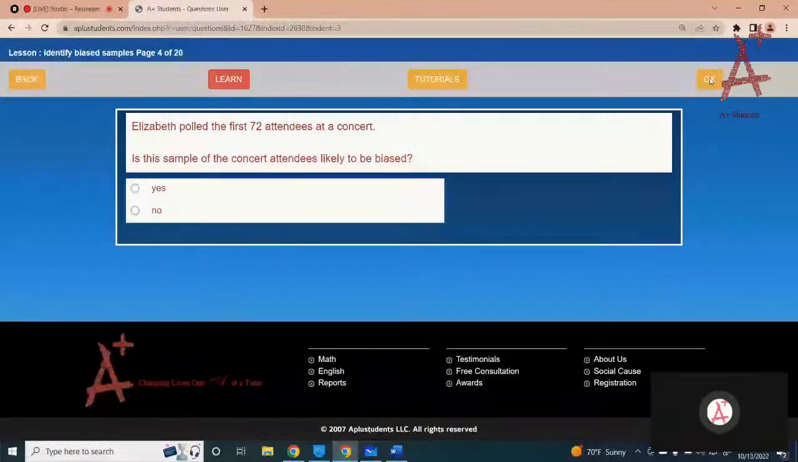Okay. Elizabeth polled the first 72 attendees at a concert. Is the sample of the concert attendees likely to be biased? Yes, it is biased because they might not be similar to the other attendees. He just knows the 72 attendees of them. Got it? So it is biased data. Yes, it is biased.